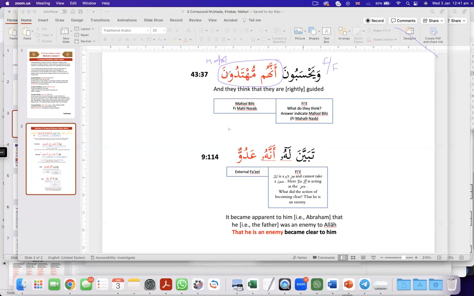Muhtadun, from ihtada, yahtadi: the guided one. They are the guided ones. They think, what do they think? They are the guided ones. So this is maf'ul bihi, again an example of maf'ul bihi. Fi'l, fa'il, and after that, by meaning, it sounds like an object. What do they think? They think that they are guided. This is a compound maf'ul.